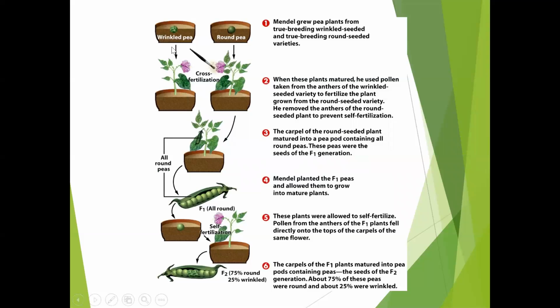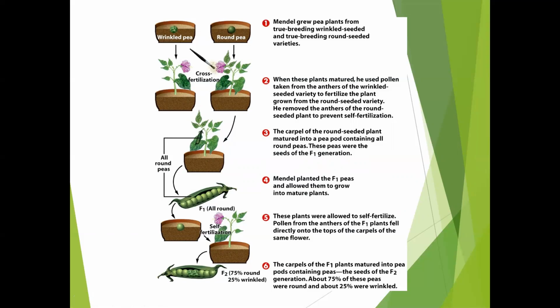So he is going to take a wrinkled pea and a round pea and cross-fertilize them. Okay, so these are from two different plant sources. And his F1 generation, or that first generation, have all round. So even though we originally have wrinkled and round, we end up with all round in our first generation.